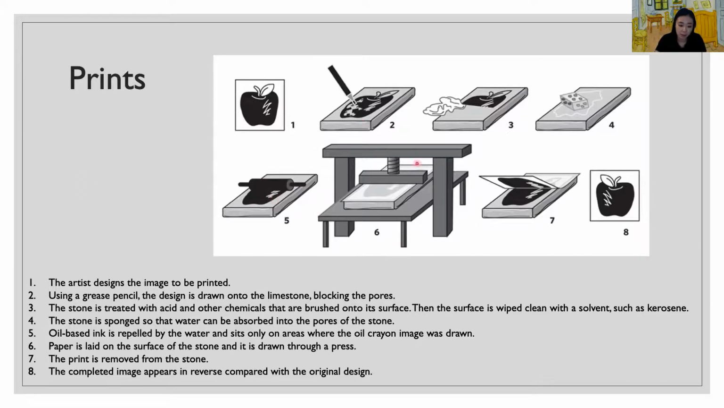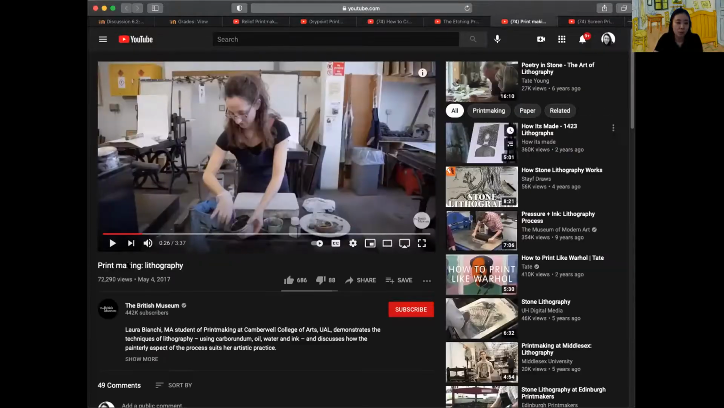And step 6, paper is laid on the surface of the stone and it is drawn through a press. And step 7, the print is removed from the stone and the completed image appears in reverse compared with the original design. So that is the basic process of lithography. So let's see how it works.